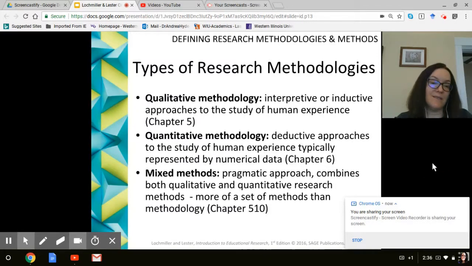So again, this sounds like we're repeating things, but I just want to point out that the research methodologies pair along with the research tradition. So you've got qualitative methodologies, right, that are used in qualitative research. That's kind of what that means. So explore chapter 5 for those. You have quantitative methodologies that are paired with quantitative research, and explore chapter 6 for those. And then, this is a typo, chapter 10, there's not 510 chapters. Chapter 10 talks about mixed methods.